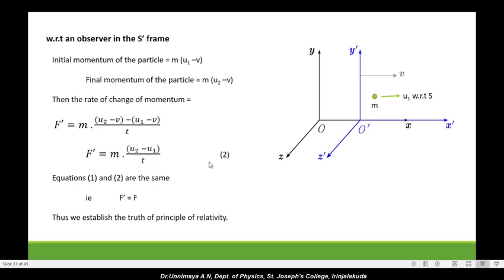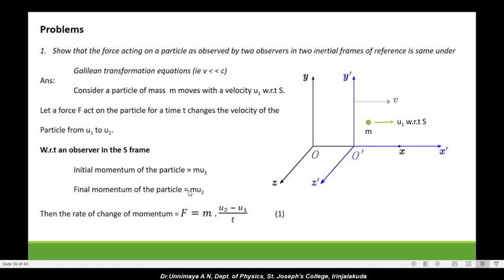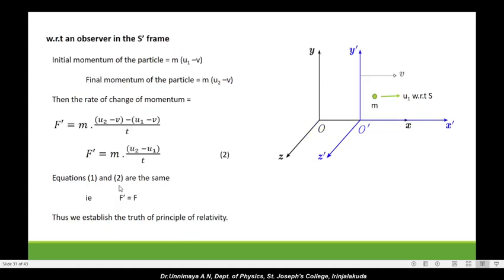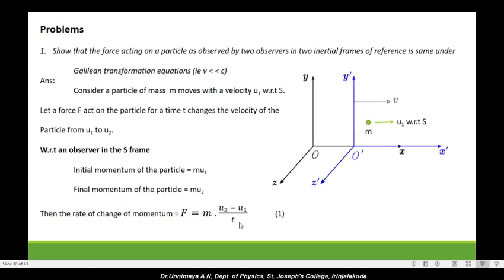So this is the rate of change of momentum of the particle with respect to an observer in the S prime frame. So both these equations, F prime and F, look the same. So F prime is equal to F. Thus we established the truth of the principle of relativity. So we found that the force acting on the particle is the same as observed by the two observers in the two inertial frames of reference S and S prime under Galilean transformation equations.